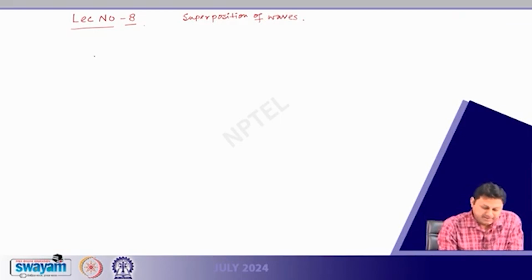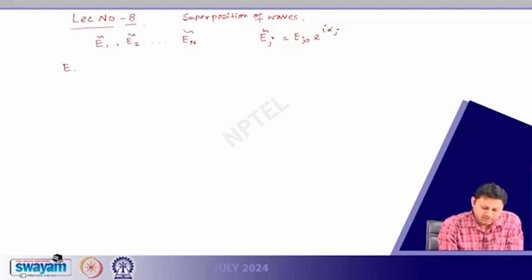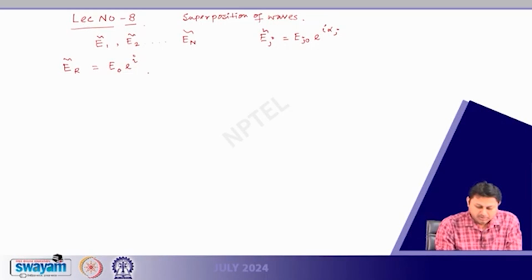So in the earlier class we found that if we have waves like E1, E2, En in complex notation, where Ej tilde is Ej0 e to the power of i alpha j, and if I add all these, the resultant wave Er has the form E0 e to the power of i alpha.